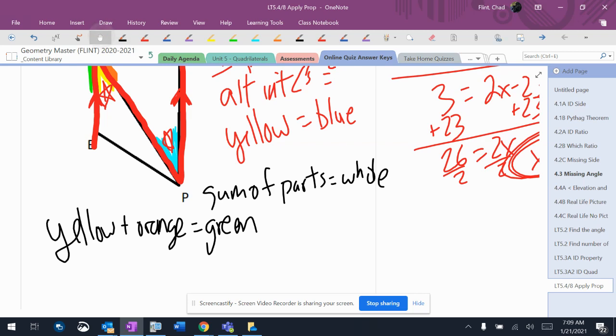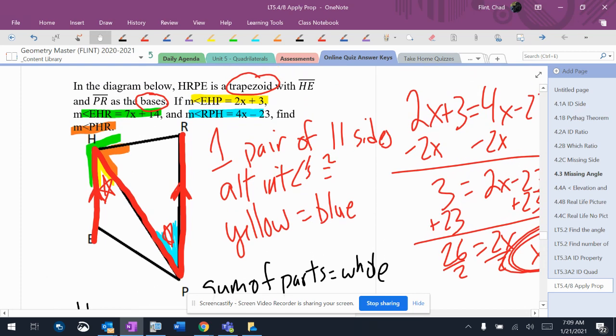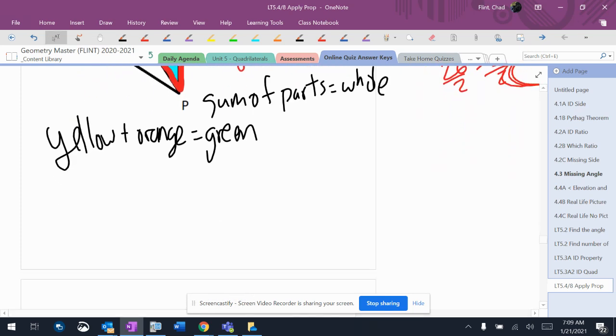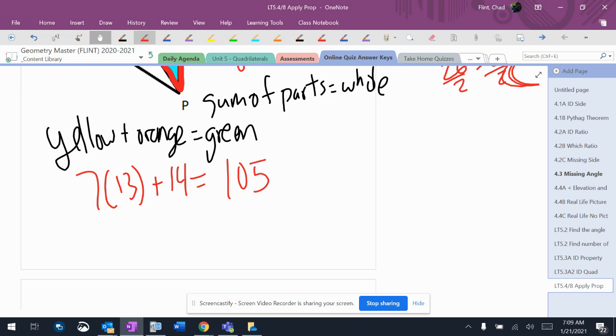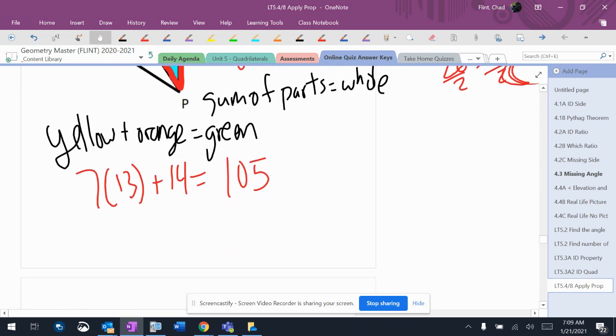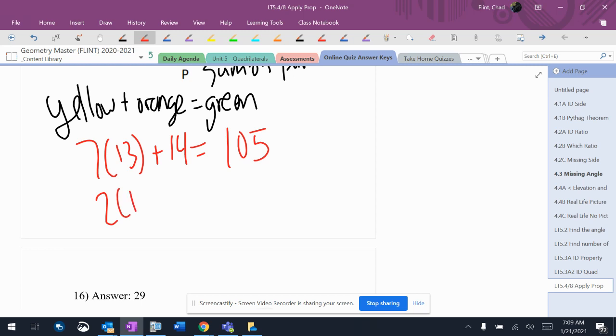So what I'm going to do now is figure out the green and the yellow angles and see what I've got going on. So it's 7x plus 14. So 7 times 13 plus 14, that's 91 plus 14 is 105. And then the yellow angle is 2x plus 3. So 2 times 13 plus 3 is 26, 29.